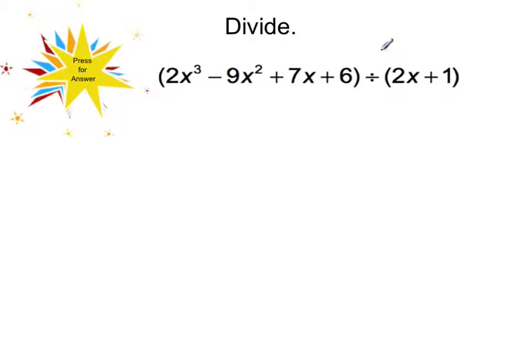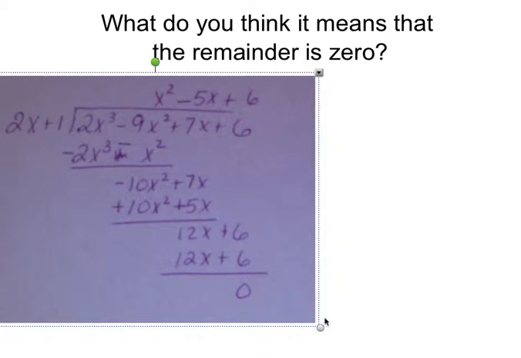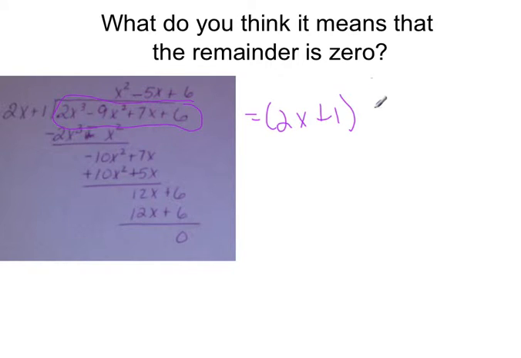Next, I want you guys to give this a try. Pause your video, and when you're ready to see the answer, press play. Here's the answer, and you'll notice that there is a 0 for the remainder. What do you think that means? Well, it means that 2x plus 1 is a factor of what I was trying to divide. So this part that's underneath here, the radicand, can be written as 2x plus 1 times the quantity x squared minus 5x plus 6.